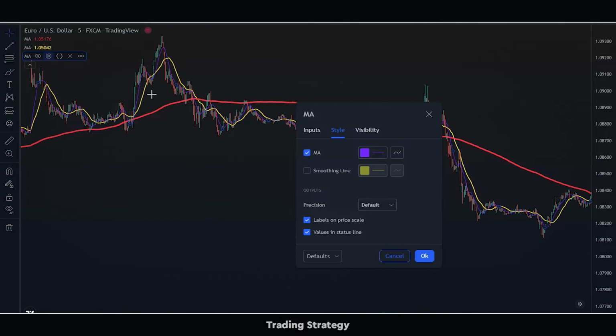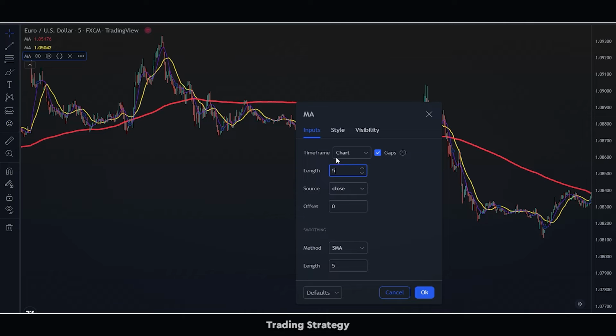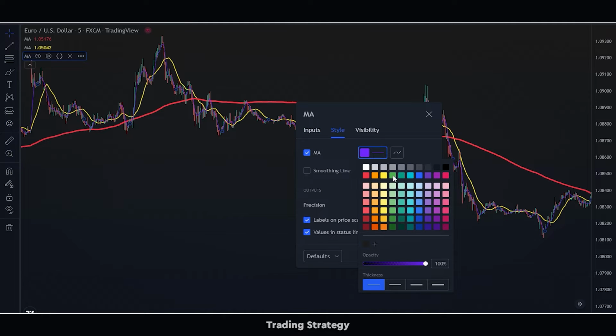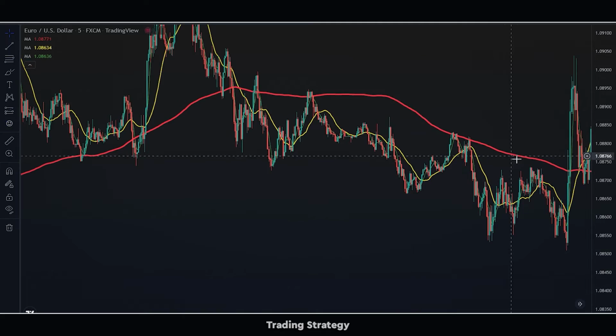And finally, the third moving average, we will configure it with 5 periods. We will put the color green and the thickness to the minimum.